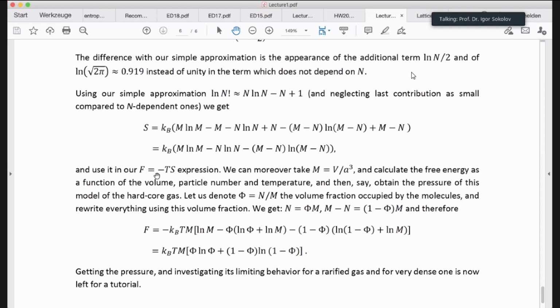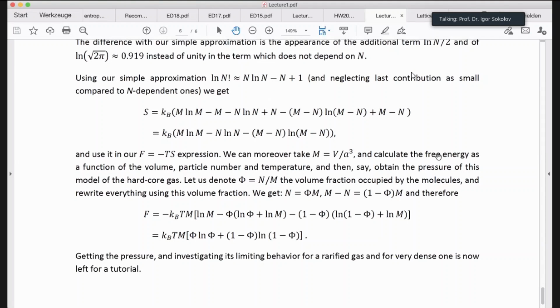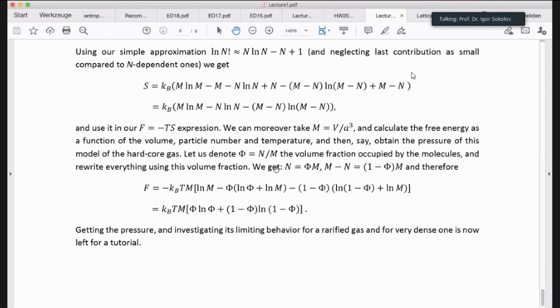And now I use it in my thermal approximation, where I simply say, okay, this U, the internal energy, is temperature dependent, but it's a constant. And if I'm looking for the equation of state, it doesn't play any role because it's not dependent on the volume. So therefore I simply omitted it here. And now I remind you that m is volume divided by the size of the cell, which we put to be approximately equal to the size of the molecule. And we calculate the free energy as a function of the volume by putting everything we need there.